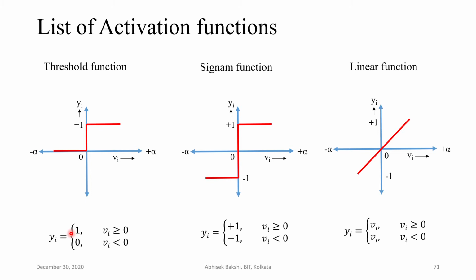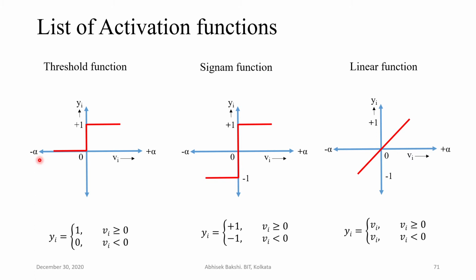Okay. And if vi is lesser than 0, then it's 0. That's all. So the x-axis represents the summation result of the synaptic weights, the addition of the synaptic weights with their corresponding input values. And the y-axis represents the activation function output value. That's all. Okay, and this is true for all the cases.